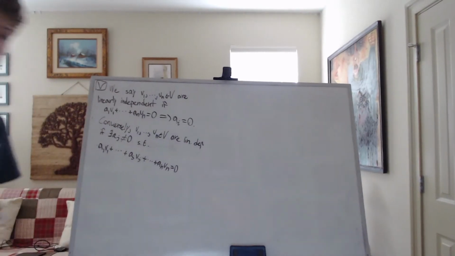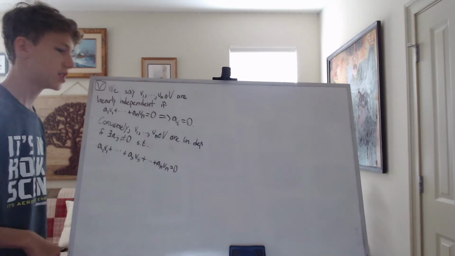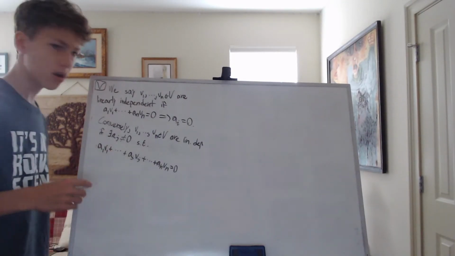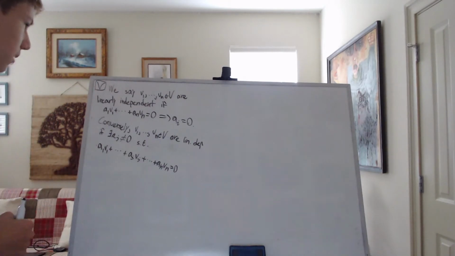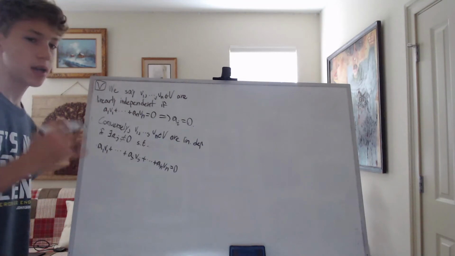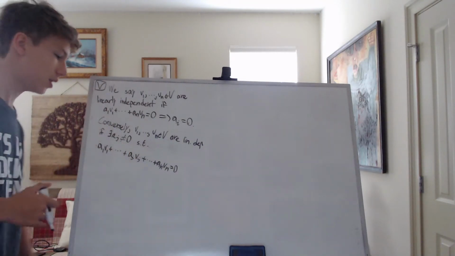Alright, welcome back, everyone. So today we're going to be continuing our section on span and linear independence, and we're taking the spot where we left off. Namely, we are looking at the definitions of linear independence and linear dependence. That is, linearly independent sets of vectors and linearly dependent sets of vectors.